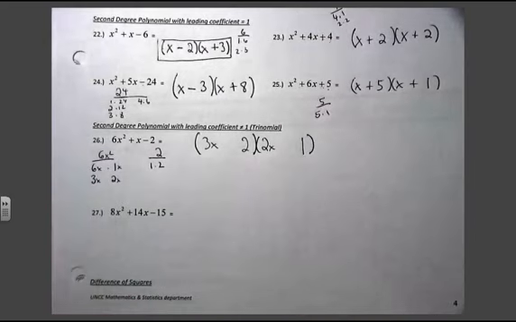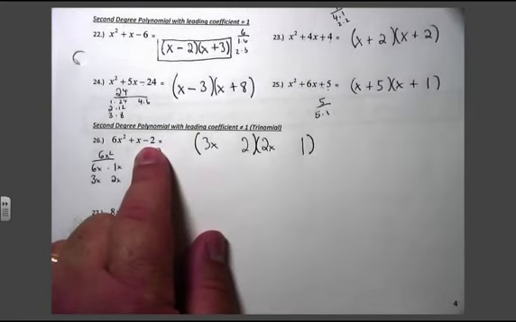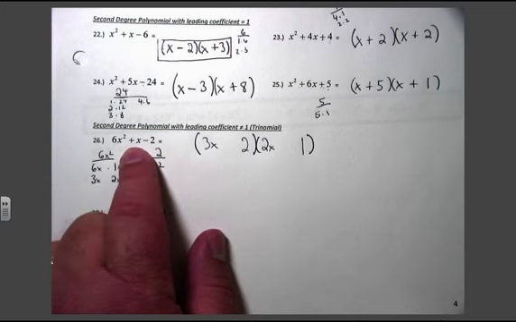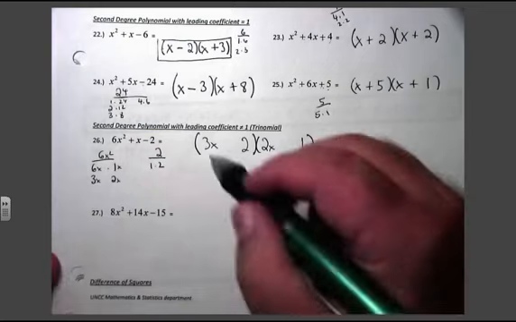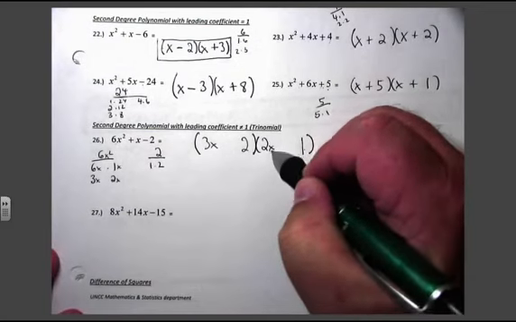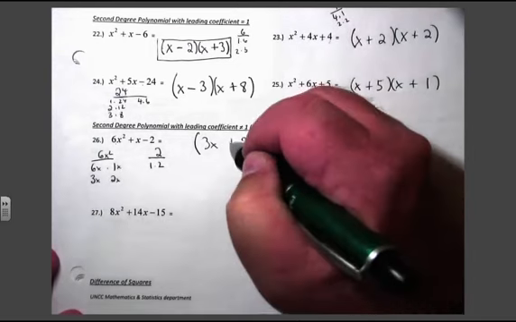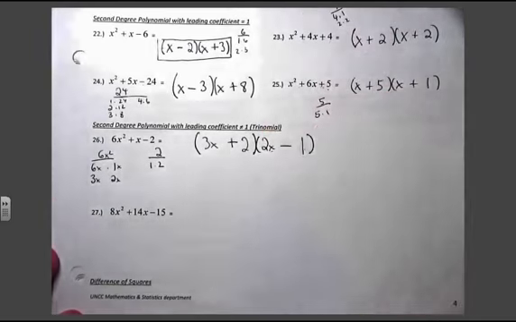Now I got to figure out what the signs are. That's a minus, which tells me one of them's positive, one of them's negative. But I want the bigger number to be positive. What gave me the bigger number when I fold? Well, I have the 3x times 1, that's 3x. And the 2x times the 2 is 4x. The 4x is bigger, so I want the 2 to be plus and the minus to be on the 1.